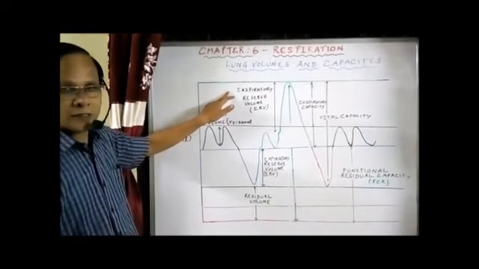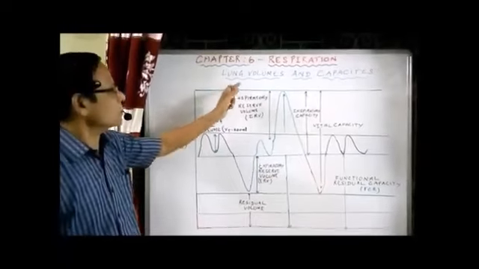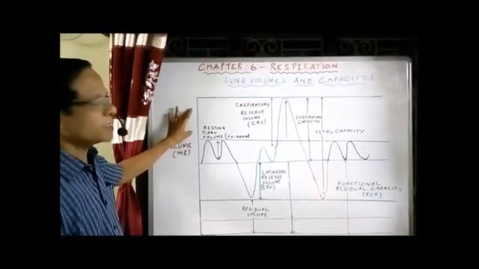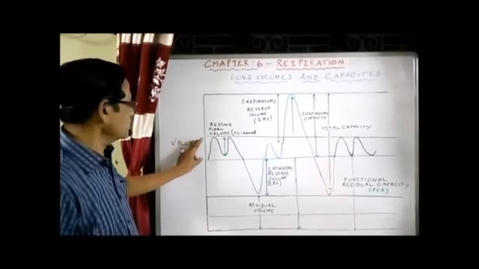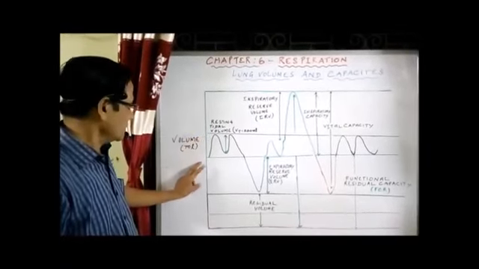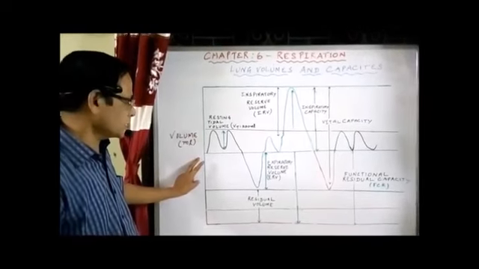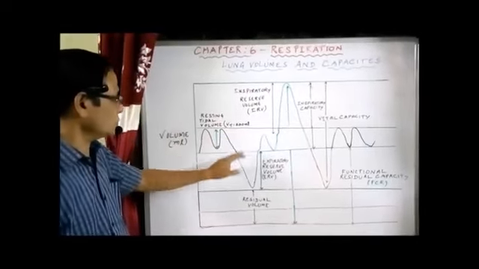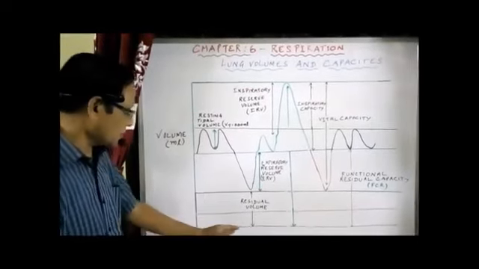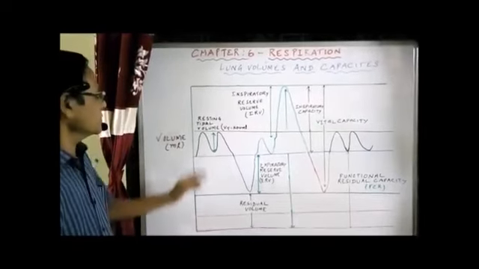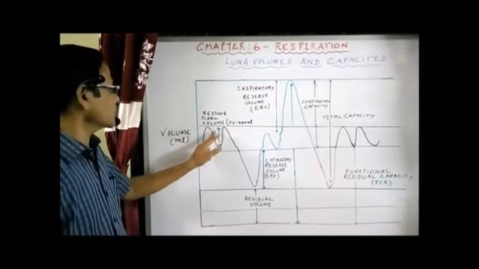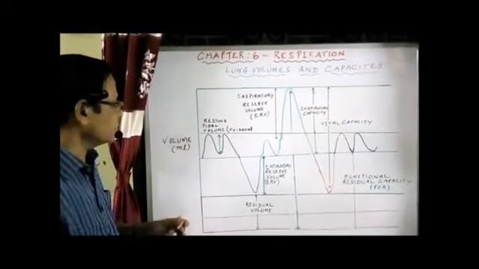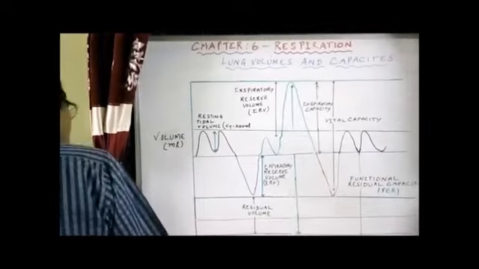Now let's see the illustration to show the lung volumes and capacities. This is one block referring to inspiratory reserve volume. This is a block for tidal volume. This is a block for expiratory reserve volume. And this is a block for residual volume. So 1, 2, 3, 4, along with one more. This is representing resting tidal volume. In this segment we have tidal volume of about 500 ml.